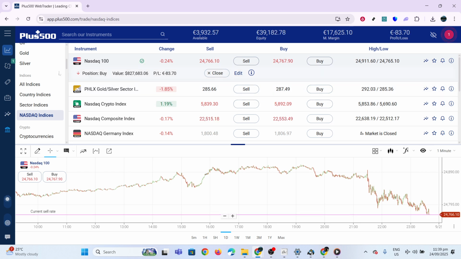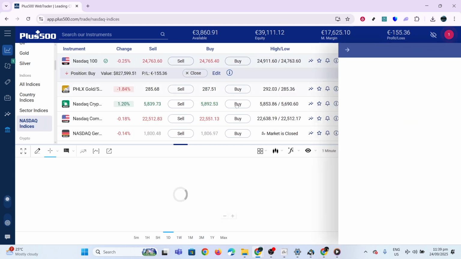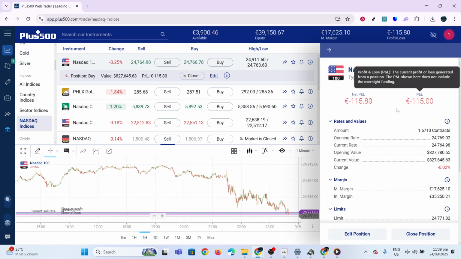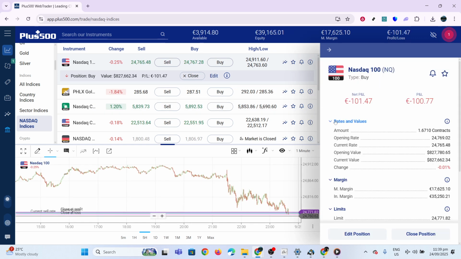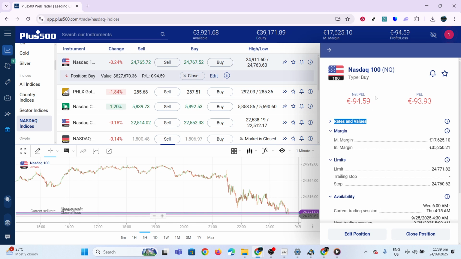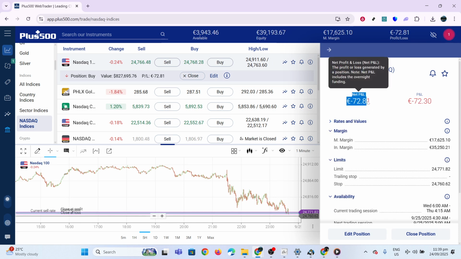Once your trade is active, monitoring it becomes crucial. Head over to the bottom panel and find Open Positions. This section provides a live view of your trade's performance, including current price, profit or loss, margin requirements, and allows you to set alerts for significant market movements.